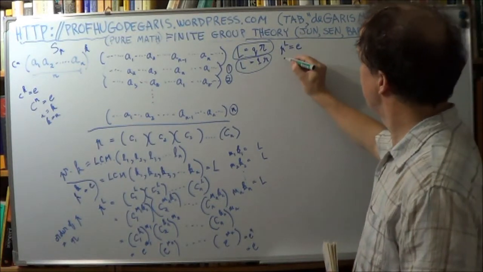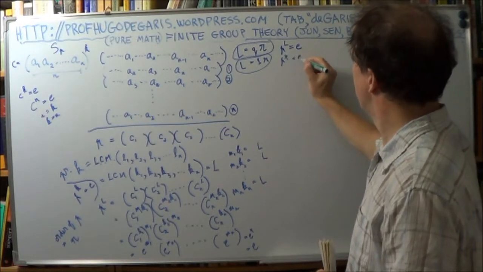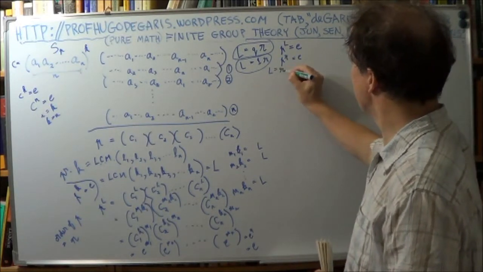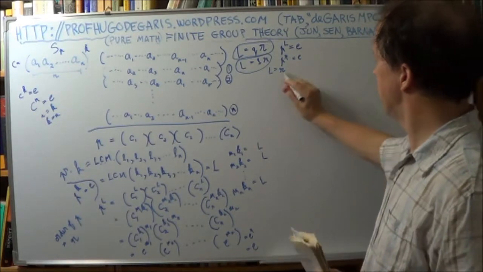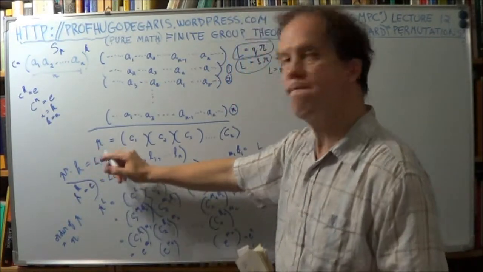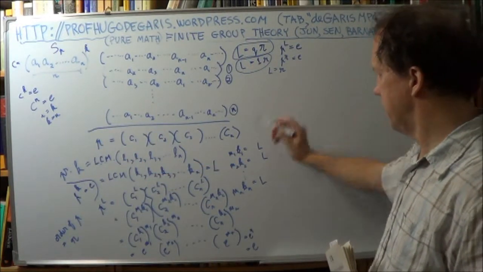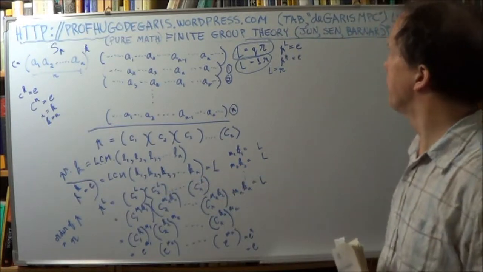And therefore, so P to the R is E. Therefore, L equals R. And so, what is R? R is the order of this permutation, and L is the LCM. So we've proved it. Okay.